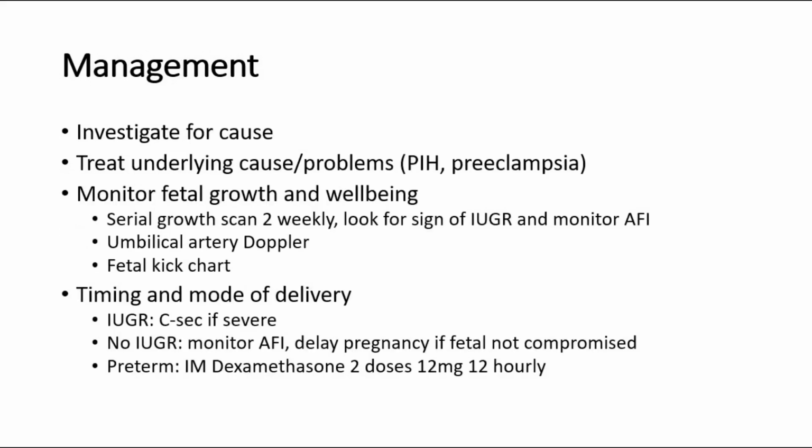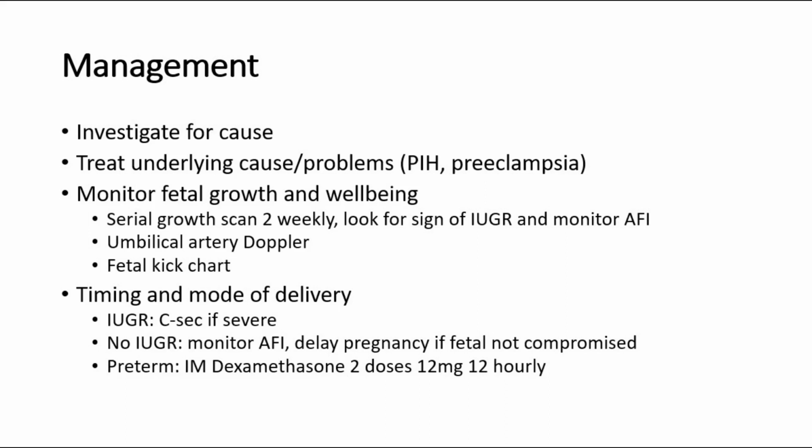To manage a case of oligohydramnios, the patient is usually referred from a health clinic or found accidentally during a complaint of reduced fetal movement, and we should trace the history, find the cause of the oligohydramnios, and investigate for the causes. So treat the underlying causes or underlying problems such as pregnancy-induced hypertension or preeclampsia. Monitor the fetal growth and well-being by doing serial growth scan 2 weekly, umbilical artery Doppler to assess the blood flow from the placenta to the fetus to rule out placental insufficiency, and also fetal kick chart to monitor the fetal well-being.